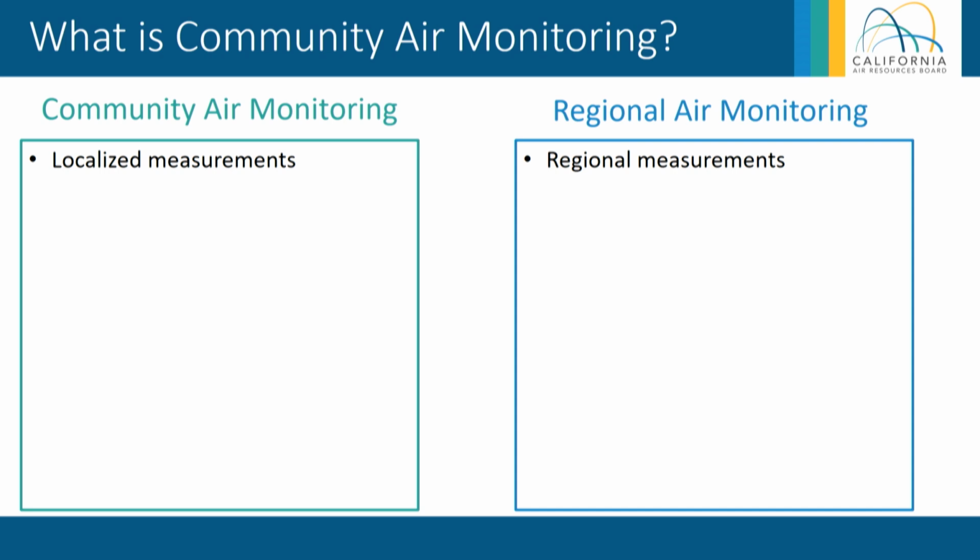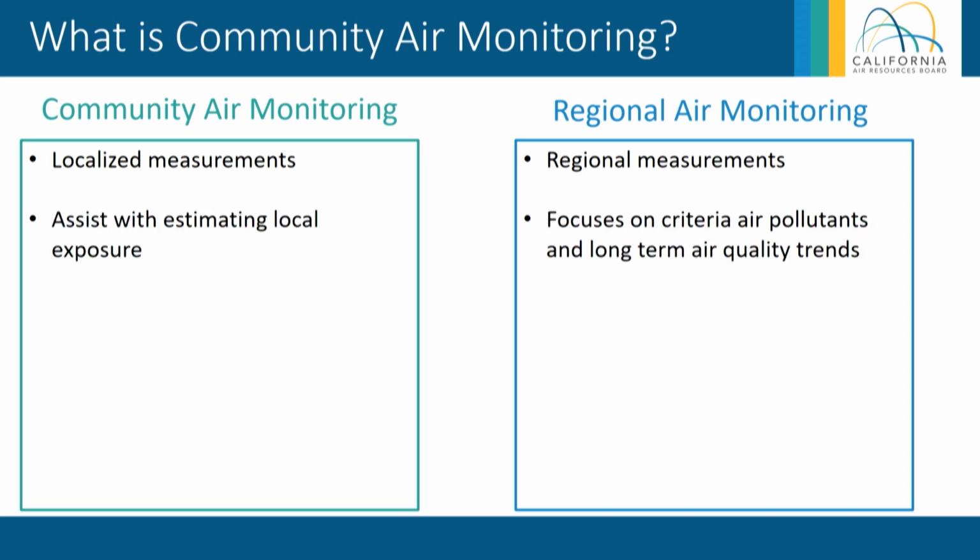So regional air monitoring is more regional measurements. You're looking at basin-wide concentrations. Whereas community air monitoring is more localized, so within cities, within neighborhoods, even street by street in some cases. Regional air monitoring focuses primarily on criteria air pollutants. That's one of the big items that everyone's really looking at, and looking at long-term air quality trends. And community air monitoring, most of the purpose is estimating local exposure inside communities over shorter term periods, 3 to 5 year type deployments.